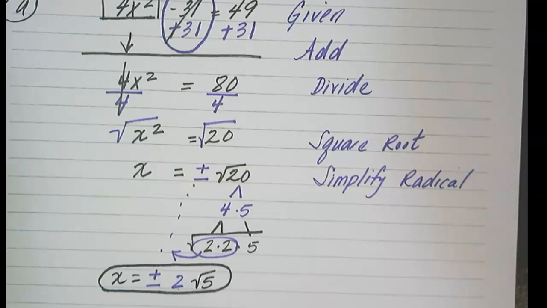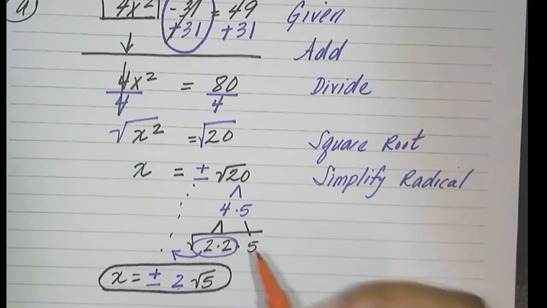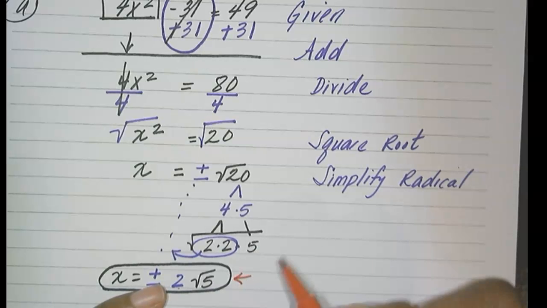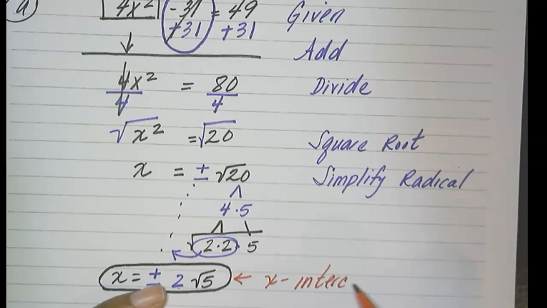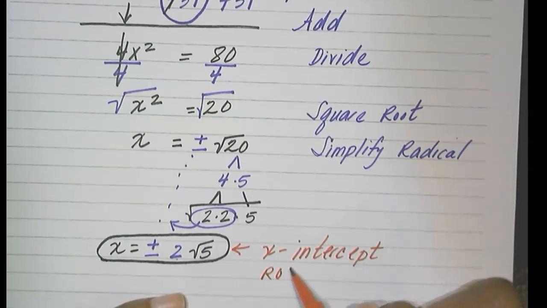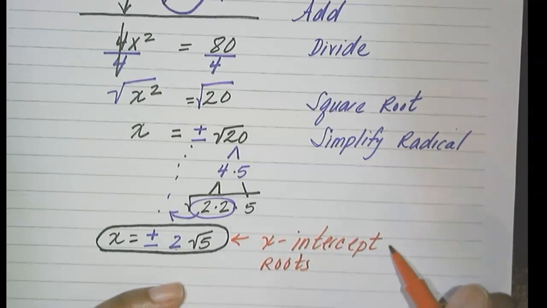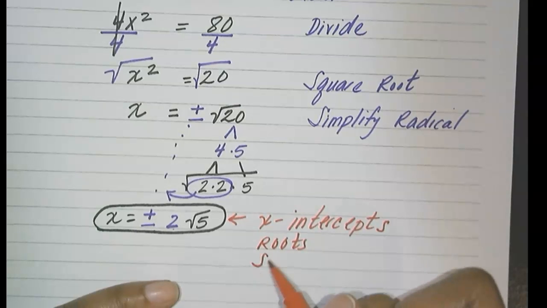This equation by us having this x value here. I know we just said it a minute ago, but I need you to know that this is the x-intercept on our graph. This is also our root. X-intercepts, roots. This is our solution.